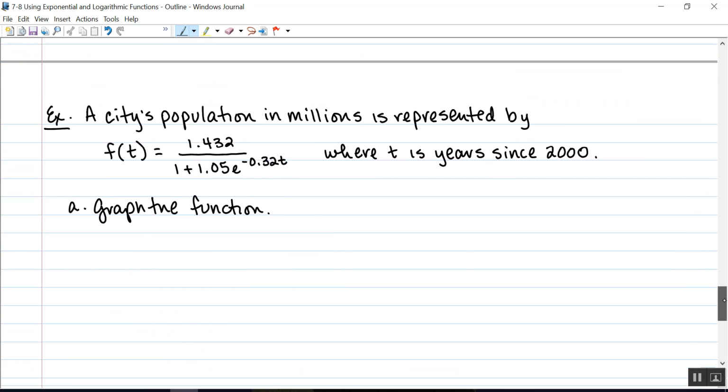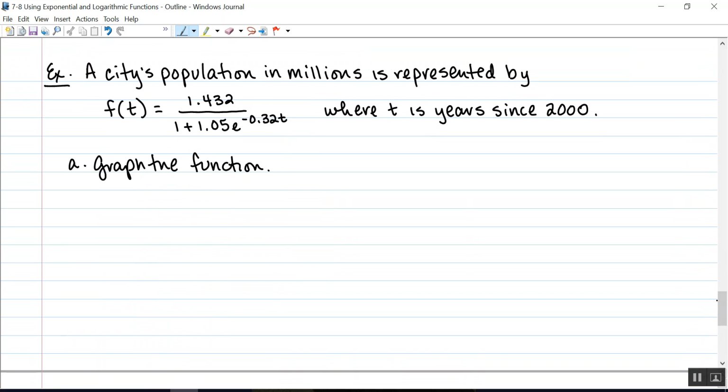So let's take a look at an example here. A city's population in millions is represented by the function f(t) = 1.432 / (1 + 1.05 e^(-0.32t)), where t is the number of years since the year 2000. So we need to graph the function. Now, don't pull out graph paper, we're just going to do a simple sketch of this, but I need to know a little bit of information about it.